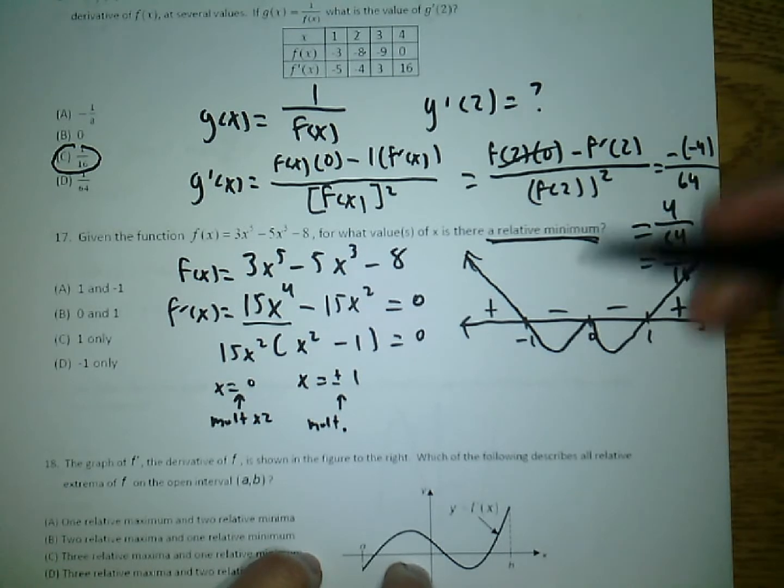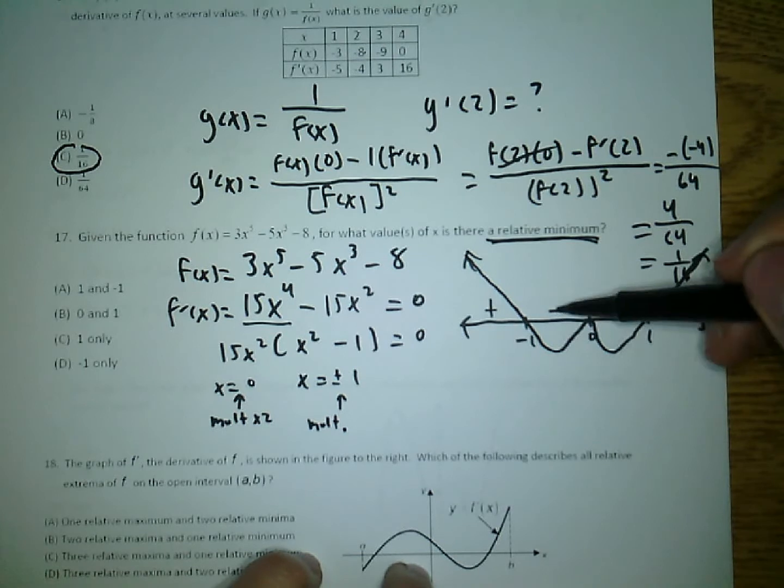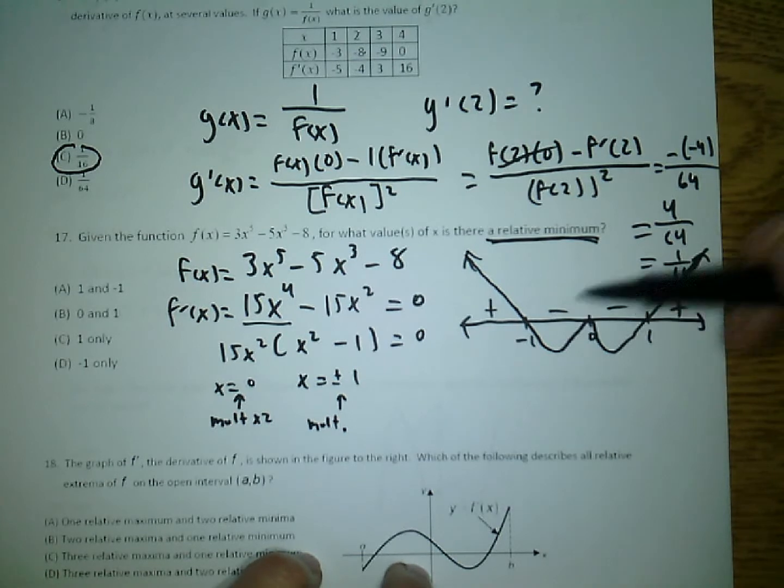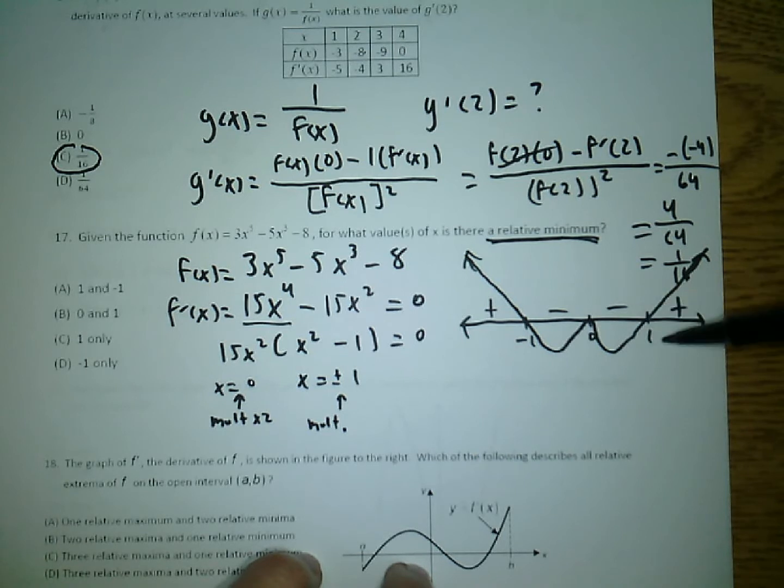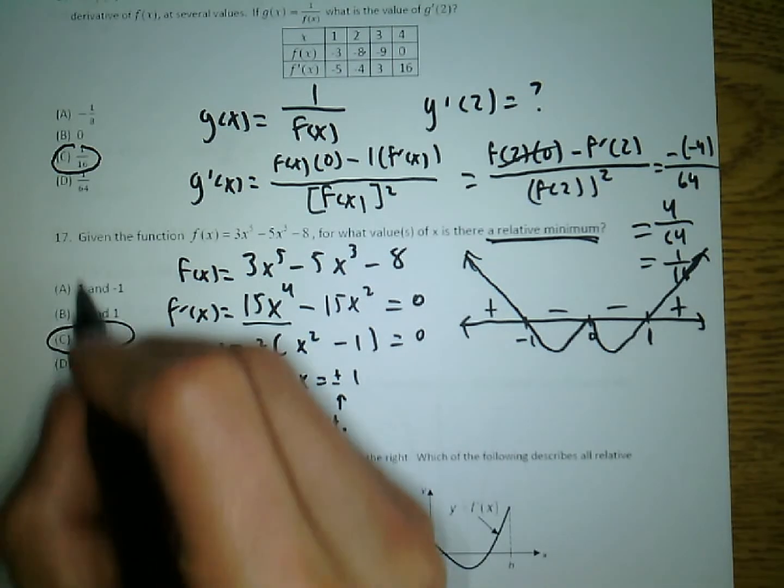So now, to have a minimum, you would have to go from decreasing. Decreasing is represented by a negative. So here's a negative, and next to it has to be a positive. So it would not be at 0. From negative 1, from 1 right here, on the left side is negative, on the right side is positive. So if we're decreasing to increasing, there has to be a minimum here. So that's going to be at C.